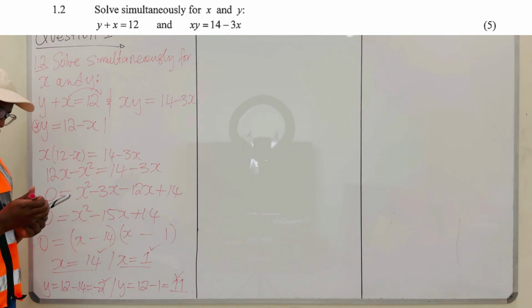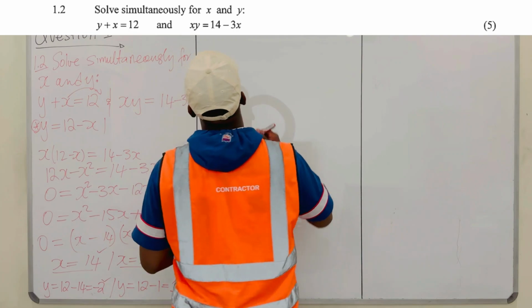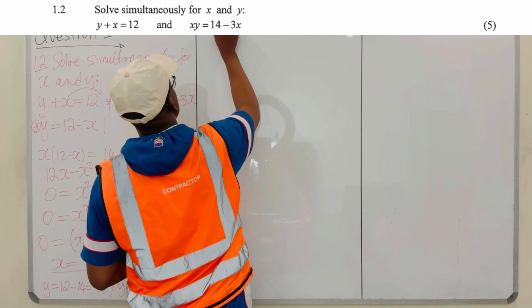And 1.2 ends like that. So you are done with this simultaneous equation. So we're going to move to what? To 1.3.